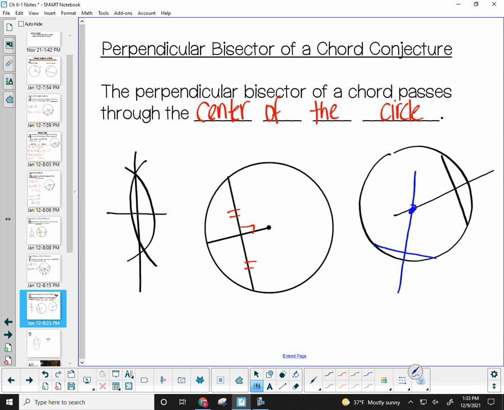What do you know? They have to go through the center. Did you draw it with lipstick too? I did not. I did a pencil, thank you. But that's how I found the center of my circle.